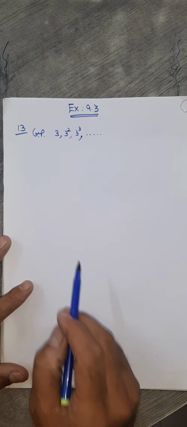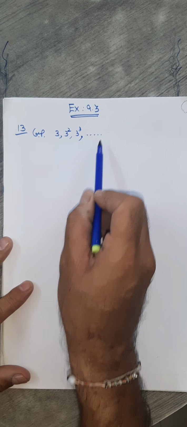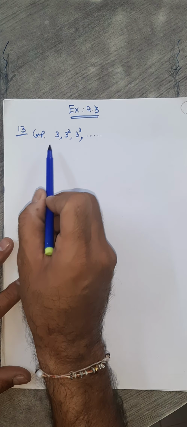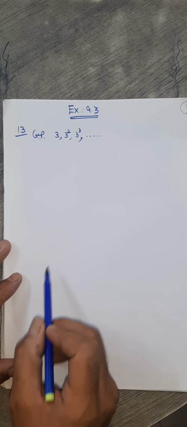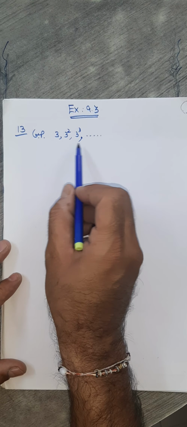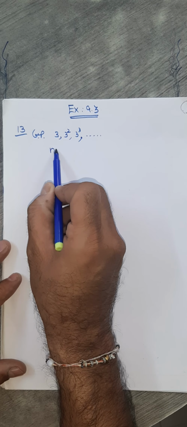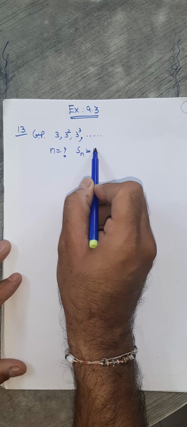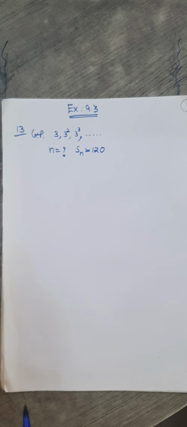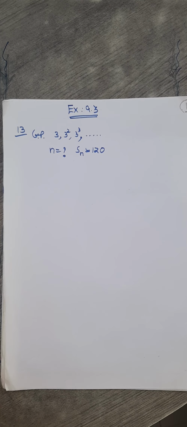In a geometric progression, you are given 3, 3 square, 3 cube and so on. What is the question? How many terms of this geometric progression give the summation equal to 120? So find n for which Sn equals 120. Right? That is the question. So what we need to do? We just need to use the formula for Sn.